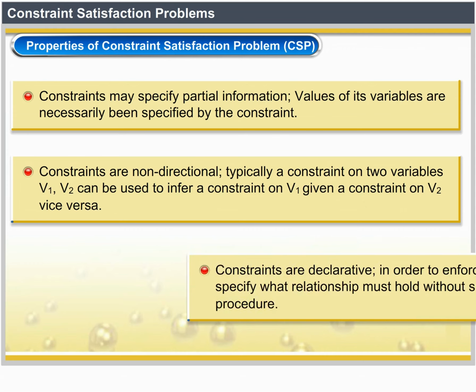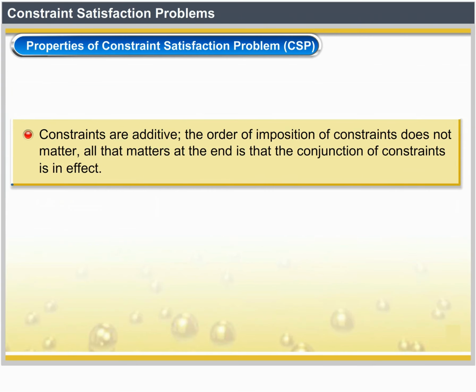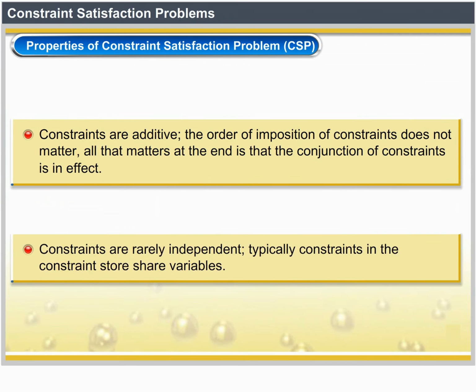Constraints are declarative. They specify what relationship must hold without specifying a computational procedure to enforce it. Constraints are additive. The order of imposition of constraints does not matter. All that matters at the end is that the conjunction of constraints is in effect. Constraints are rarely independent. Typically, constraints in the constraint store share variables.